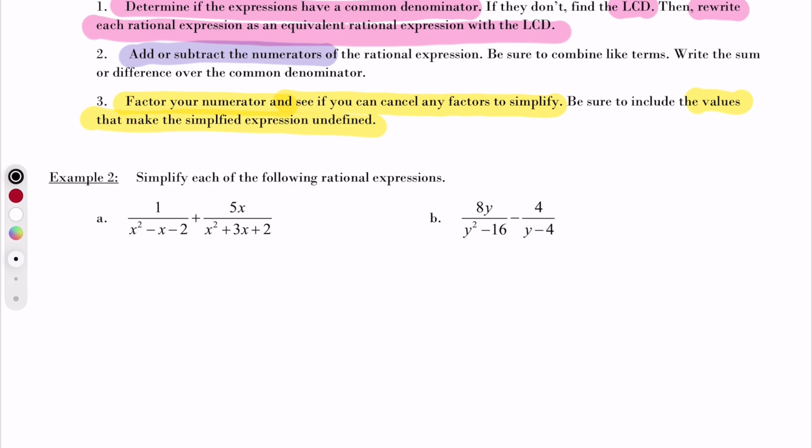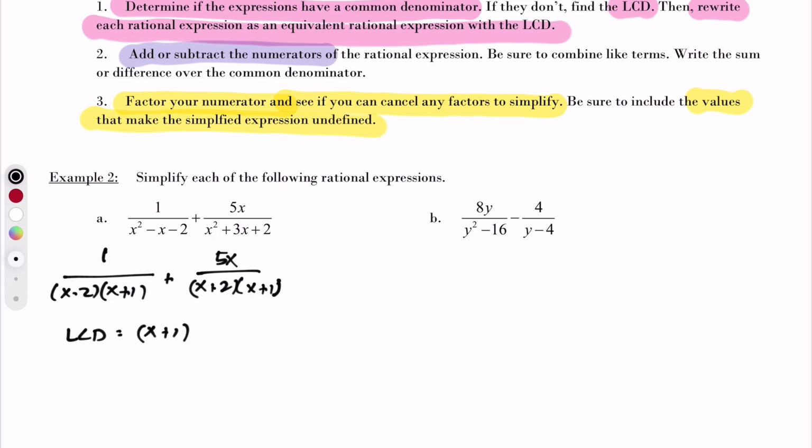So let's take a look at example A here. I have 1 over (x minus 2)(x plus 1) plus 5x over (x plus 2)(x plus 1). When we get better at these later in this lesson, I'm going to show less work. Right now, I'm going to ask, what's the LCD? The LCD is whatever factors are common, x plus 1, and then there's also an x minus 2 and an x plus 2. Later on, we'll just think that, and we'll add in any missing factors to save work for you.